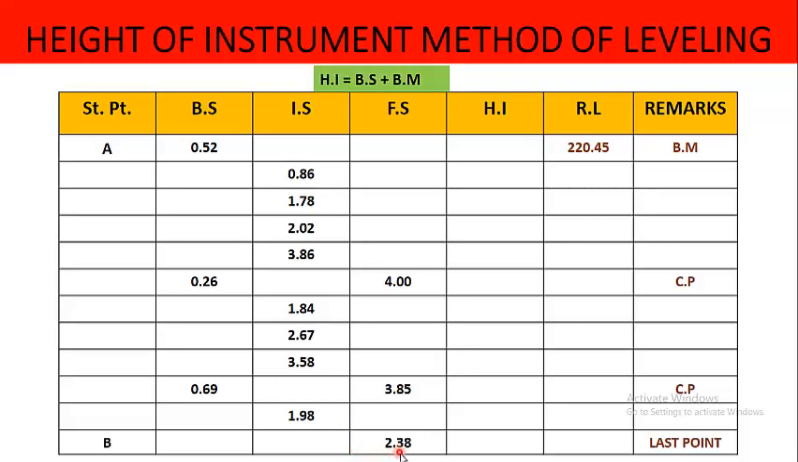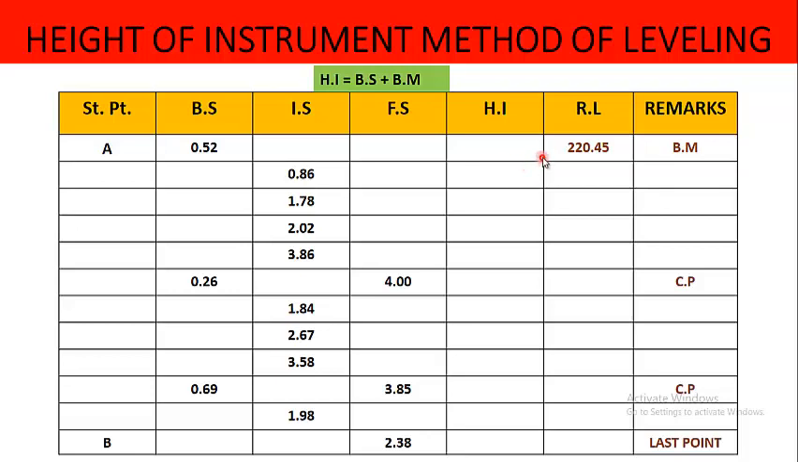The last reading was 0.38, and the reduced level of point A is given in the question in the table, which is called the benchmark. Now what is a benchmark? A benchmark is a point of known elevation, or a point whose level we already know. So this is the benchmark at point A.